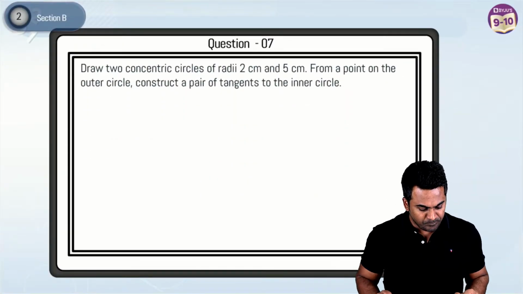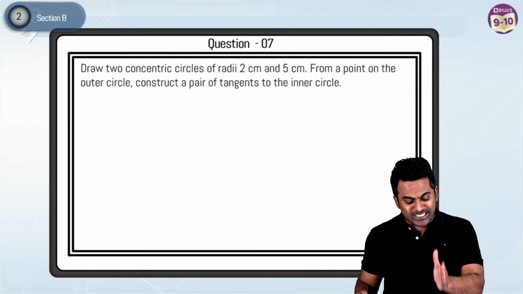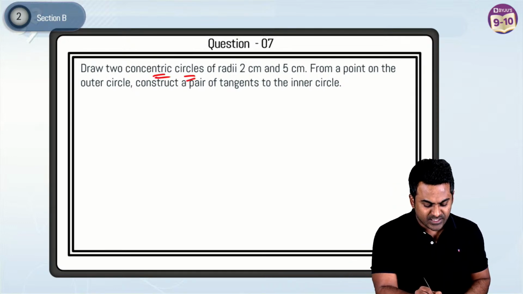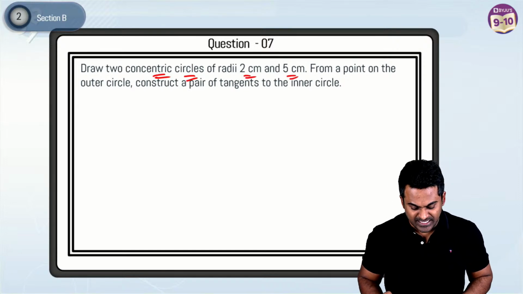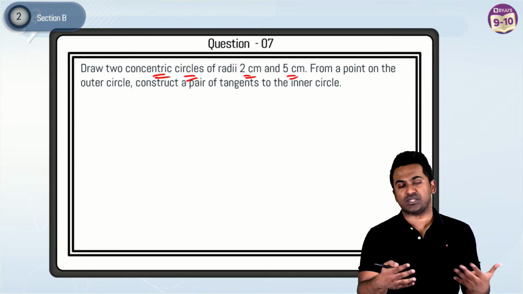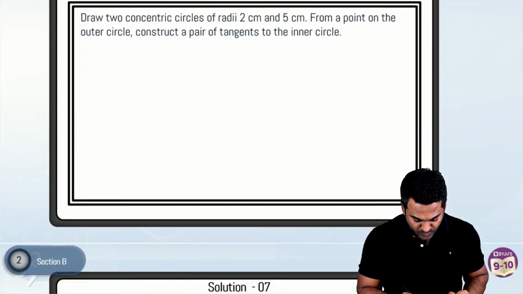Okay, question 7. A question revolving around construction. So you had to draw 2 concentric circles. You know what concentric circles are, right? Circles having the same center. 2 centimeter, 5 centimeter as radius, and from a point on the outer circle you have to construct a pair of tangents. Okay, let's see how the process works.